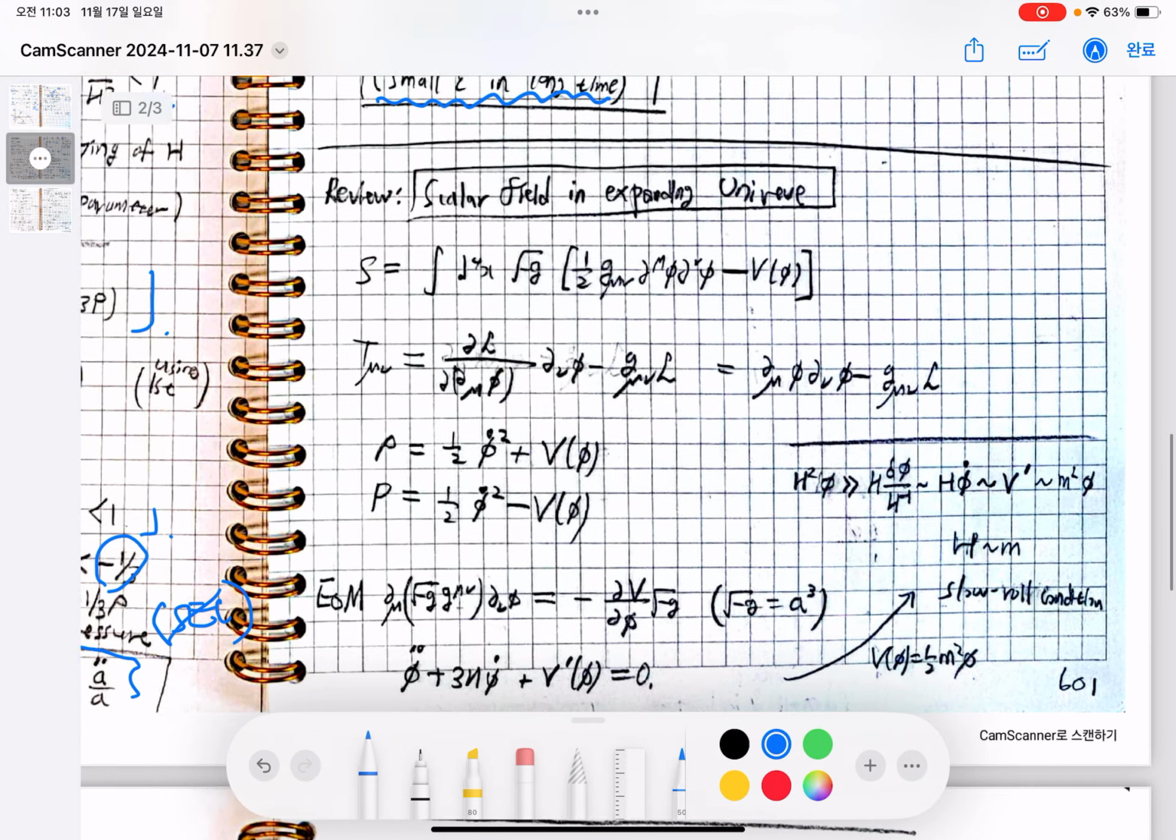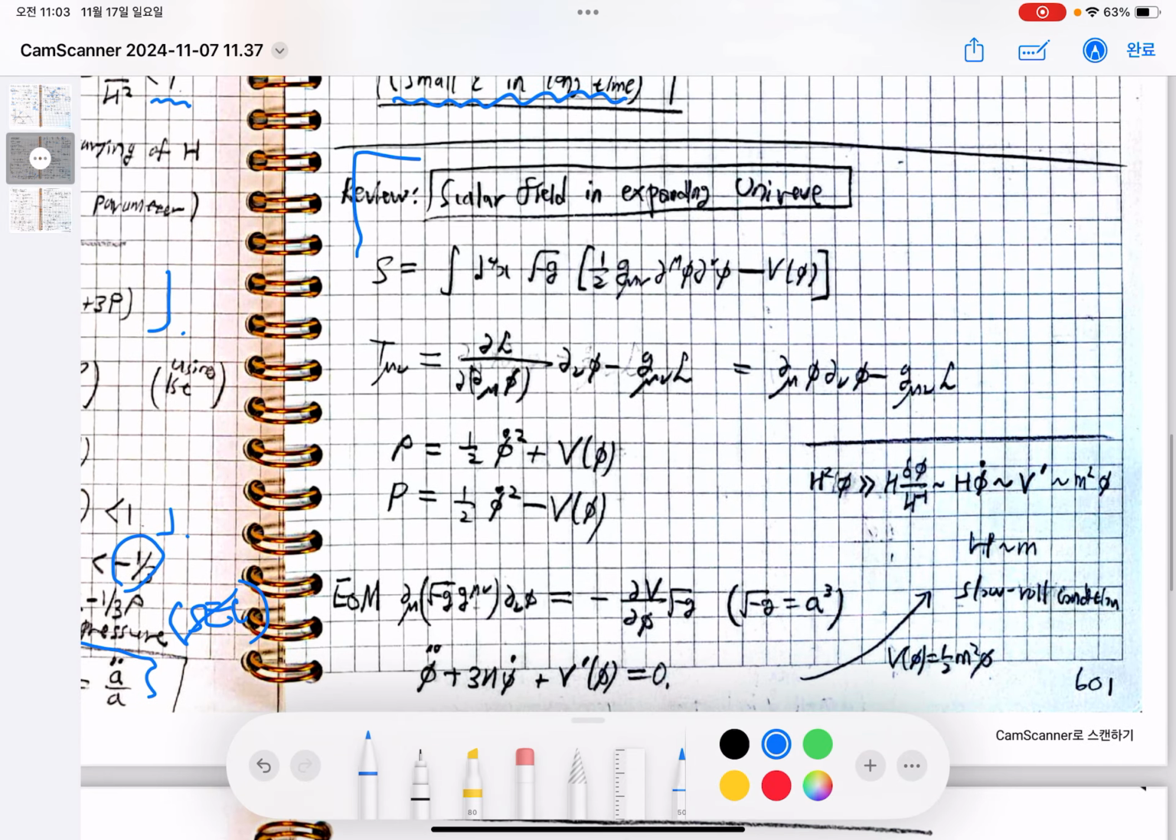So now let's realize some of the specific inflation models. For simplicity, we will use a scalar field, and here is a brief review of the scalar field in an expanding universe. The action is given like that already. We discussed it in the previous video.